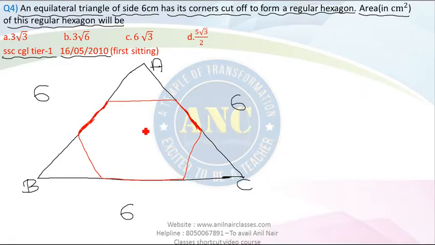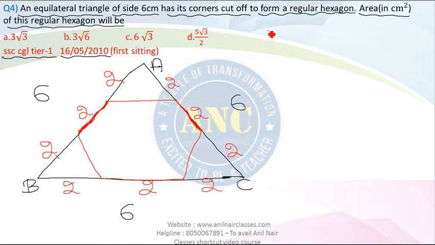Regular hexagon means, can I say that all the 6 sides of this hexagon should be same, but it's an equilateral triangle. When I cut its corner like this, this side 6 gets divided into 3 parts. This is one of the parts, this is the other part, this is the other part. So because it's an equilateral triangle, it should be 2, 2 and 2. So this also will be 2, 2 and 2. Similarly, this will be 2, 2 and 2. I hope I am making sense for each and every student who is watching this video.